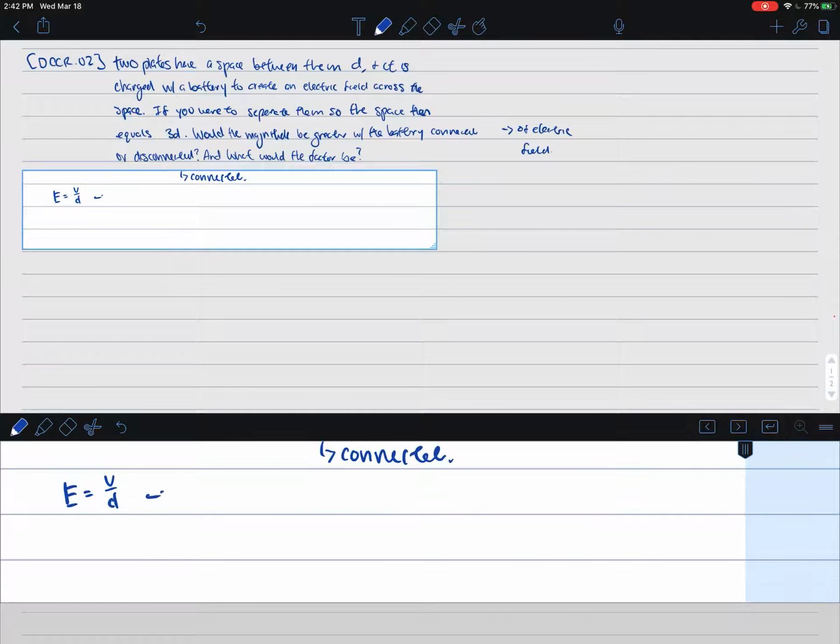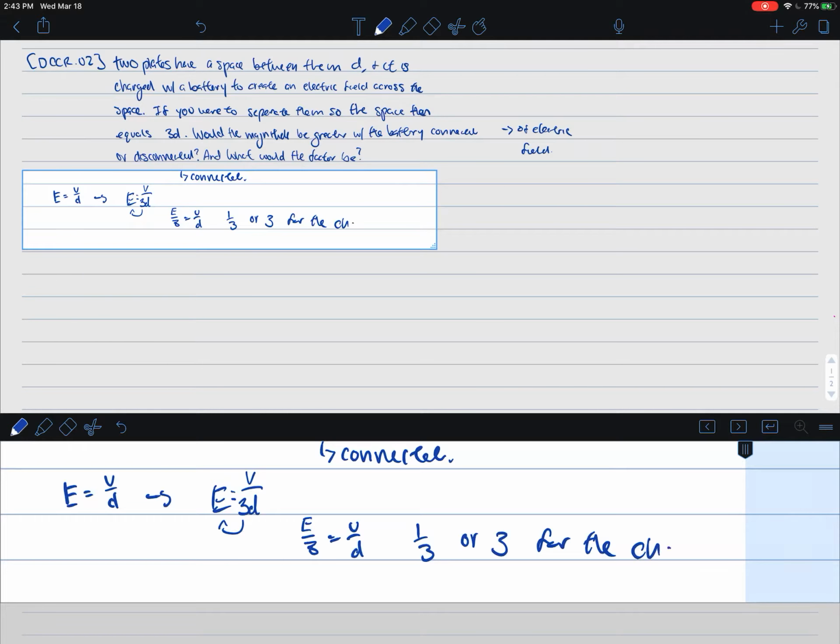And then, so for this number, it's fairly easy. You do E and then V over D. But for the new one, it is 3D here. So to get the value for E, you would just divide by 3 here to move it to the side with the E. So then you'd get E over 3 equals V over D. So you would actually have a factor of 1/3, or technically a factor of 3 for the change.